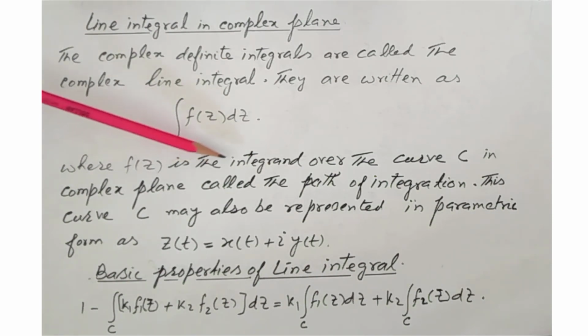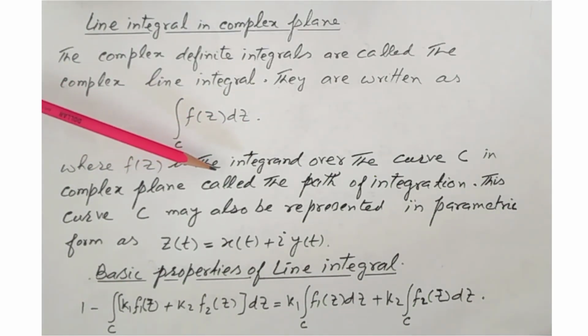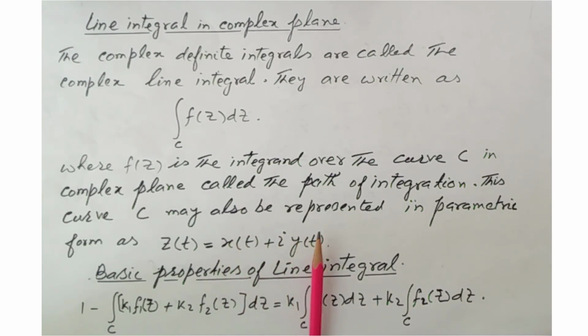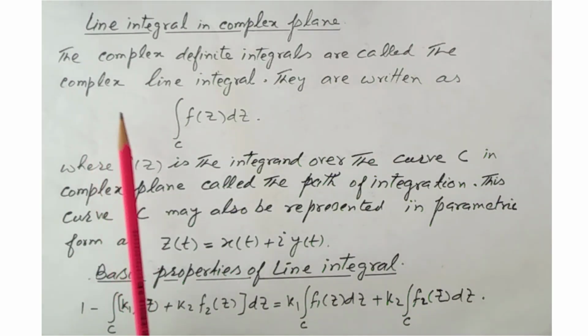Where f of z is the integral over the curve c in complex plane, c is called the path of integration. This curve c may also be represented in parametric form as z of t equal to x of t plus iota y of t. Now these are the basic properties of the line integral. This is the definition of line integral, and this is the basic property number 1.